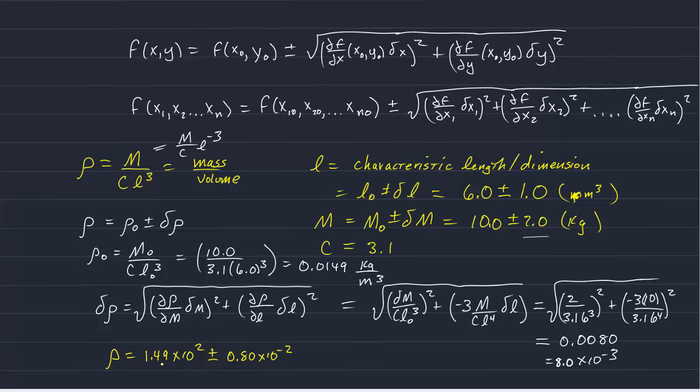And I don't want to report my most likely value at a precision any greater than my uncertainty. So I would say this would be 1.5 plus and minus 0.8 times 10 to the minus 2 kilograms per meter cubed. Okay, hope you got the same answer, and that'll conclude this video.